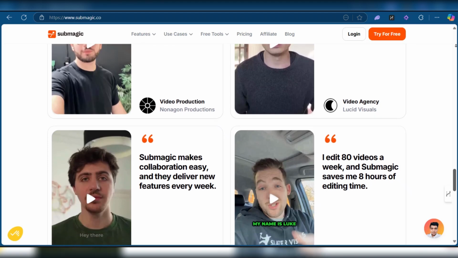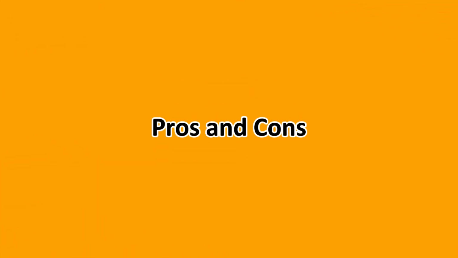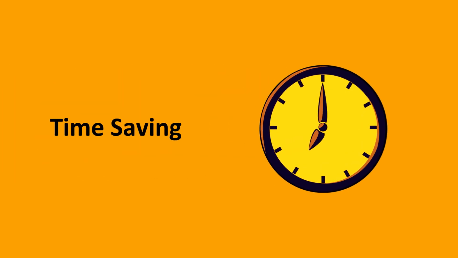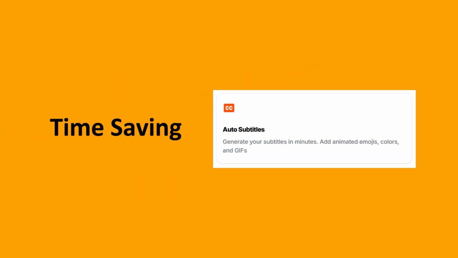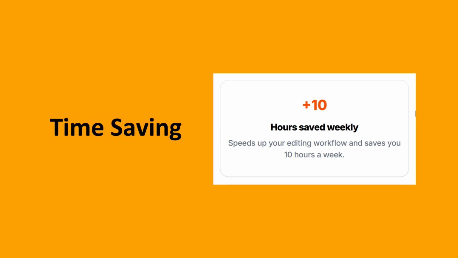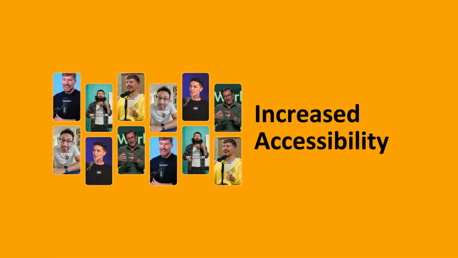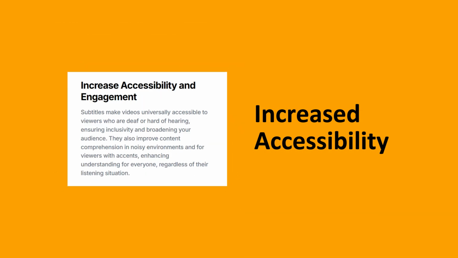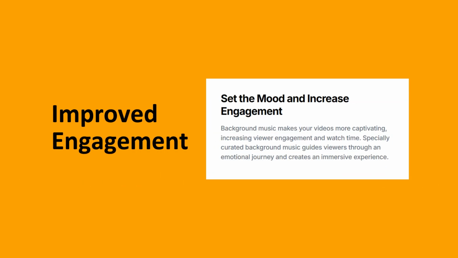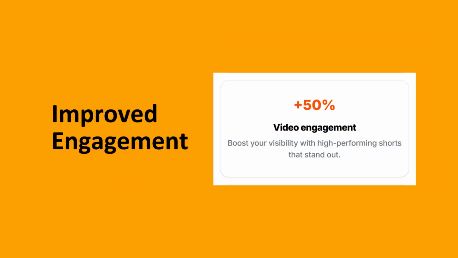Of course, we would like to weigh in on the pros and the cons, and starting with the pros. You get time saving. Because it automates the captioning process, this will save you significant time. It also has the increased accessibility, where captions can make your videos accessible to a wider audience, including those who are deaf or hard of hearing. You also have improved engagement. Captions can help viewers to stay focused and engage with your content.